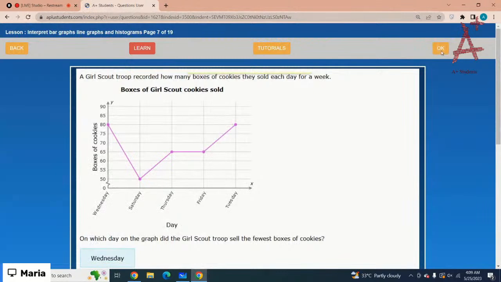A Girl Scout troop recorded how many boxes of cookies they sold each day for a week. On which day on the graph did the Girl Scout troop sell the fewest boxes of cookies? So, which is the correct option?